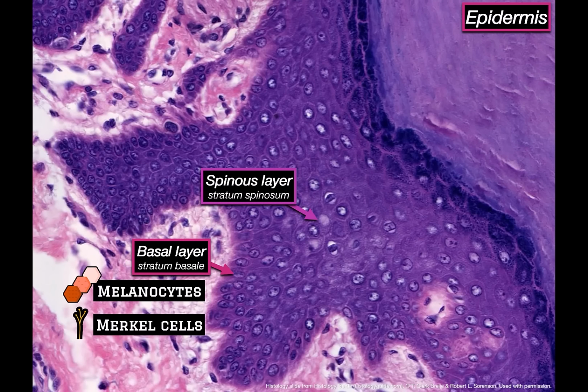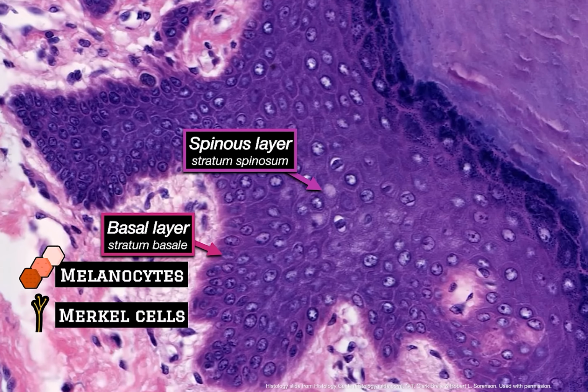Just above that is the spinous layer. Under the microscope, the cells here look like they have little spines or prickles between them. These spines are actually desmosomes, which are junctions that link the cells together. As the basal cells move up into this layer, they start producing more keratin and become slightly larger and flatter.